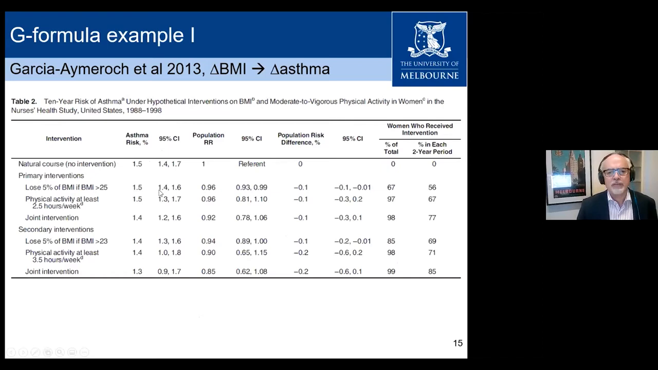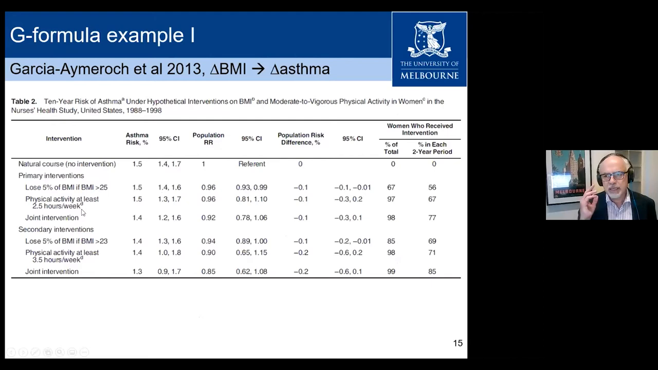So here, they're doing things on the absolute scale. So here's the asthma risk. So the absolute risk of getting asthma over a certain period of time of 1.5%. And then they basically put these interventions in place. So primary interventions lose 5% of BMI, whatever it is.